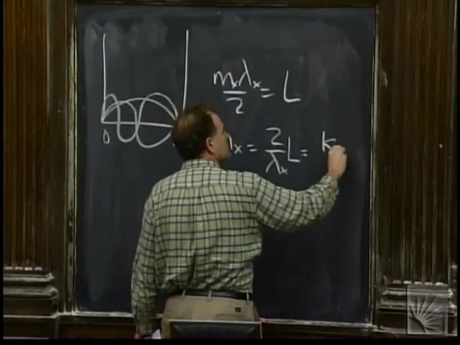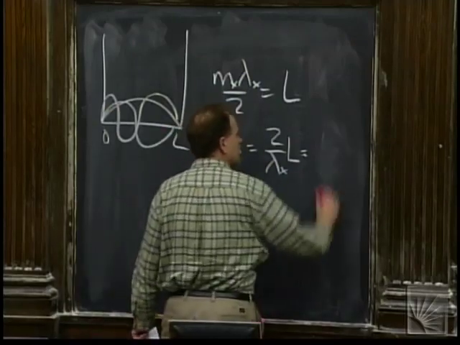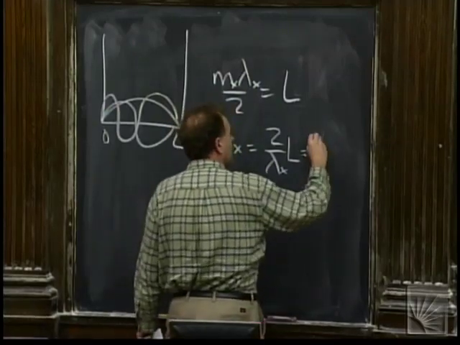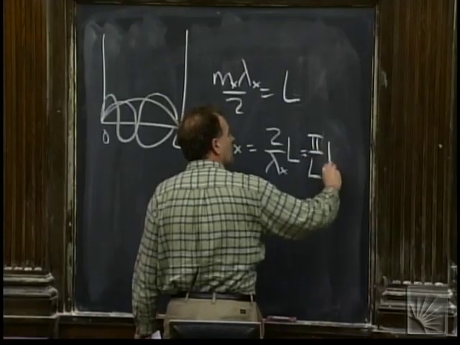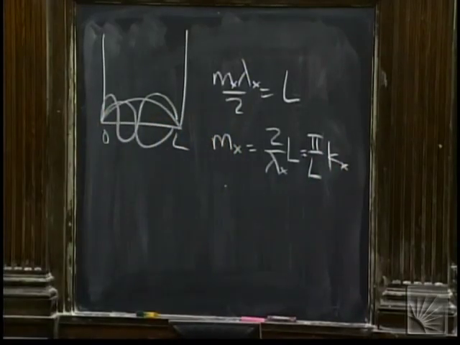So this is k_x L over pi. Or let me write, sorry, we're going to write it just a tad different: L over pi times k_x. Can you guys read that over there? Very straightforward. All right? Then what am I going to do with that?